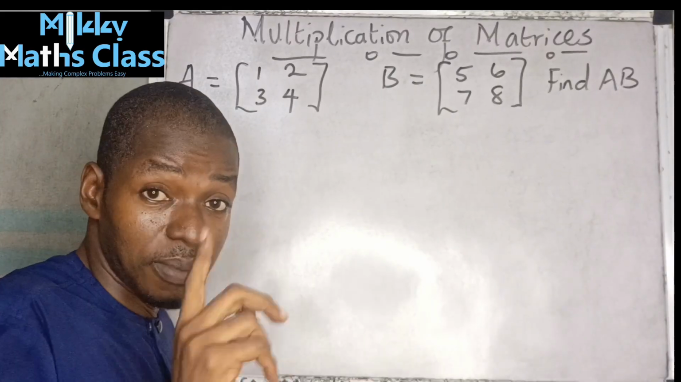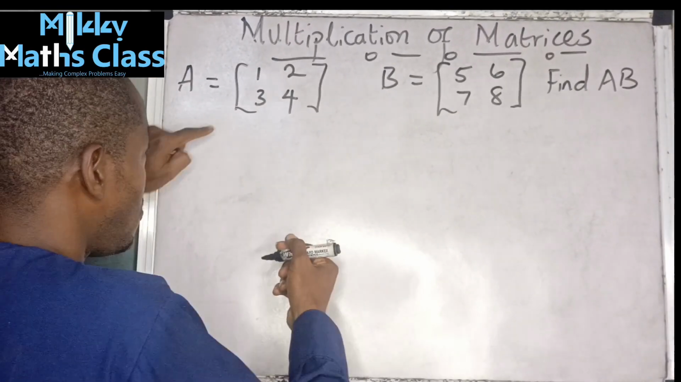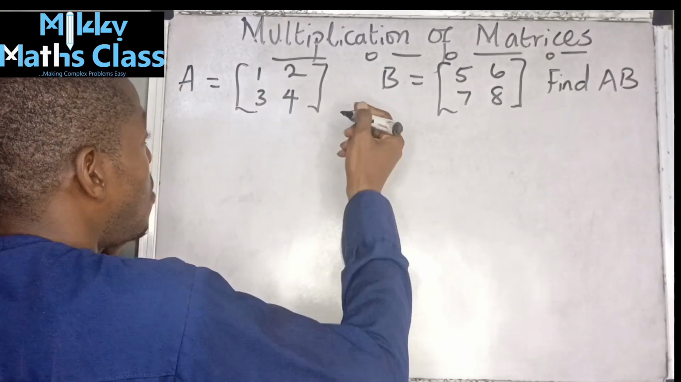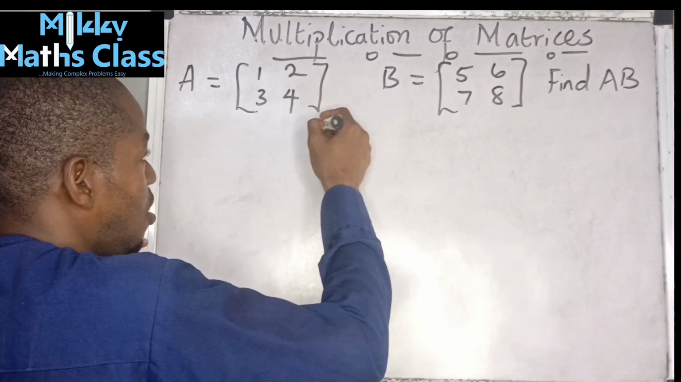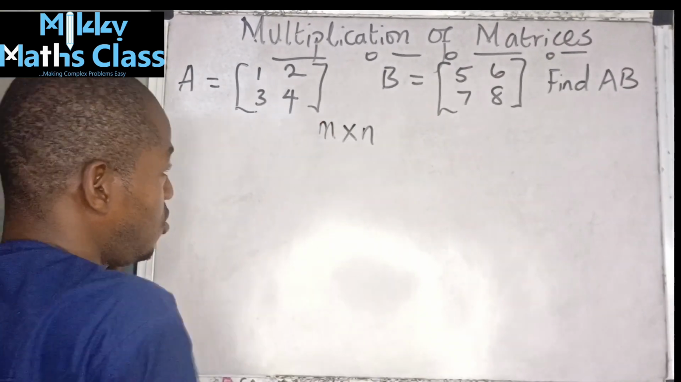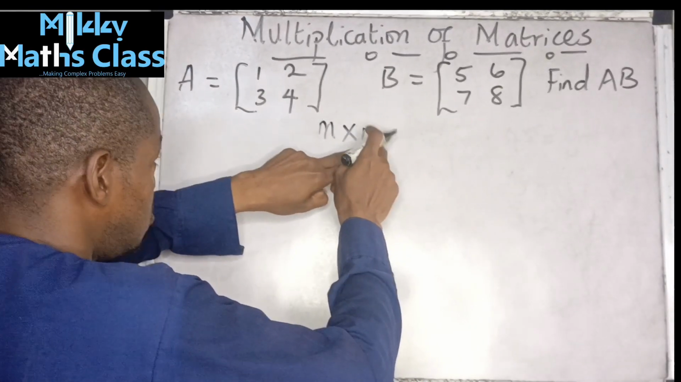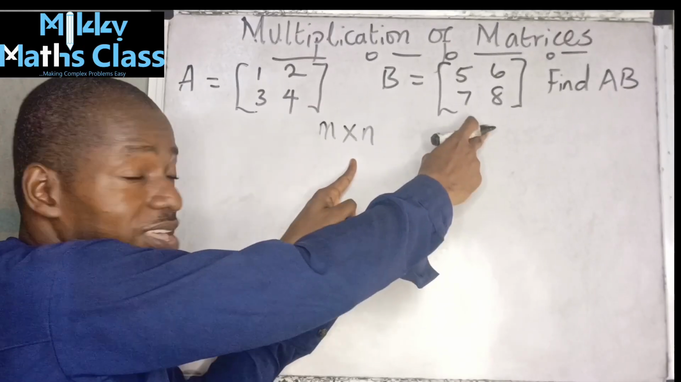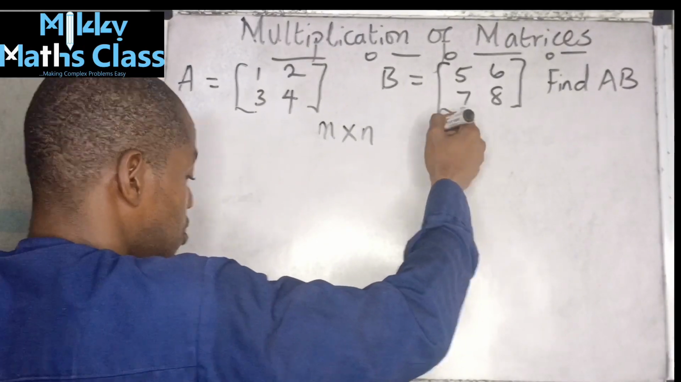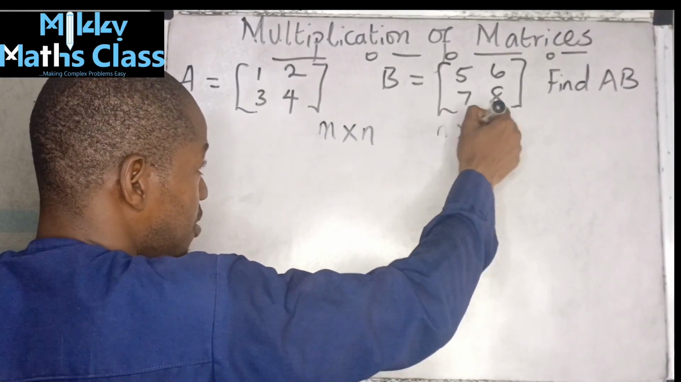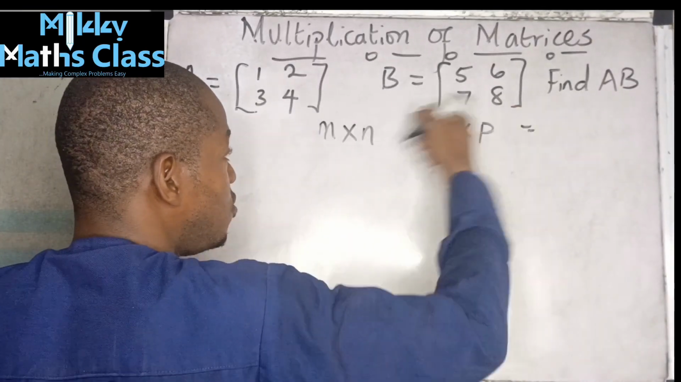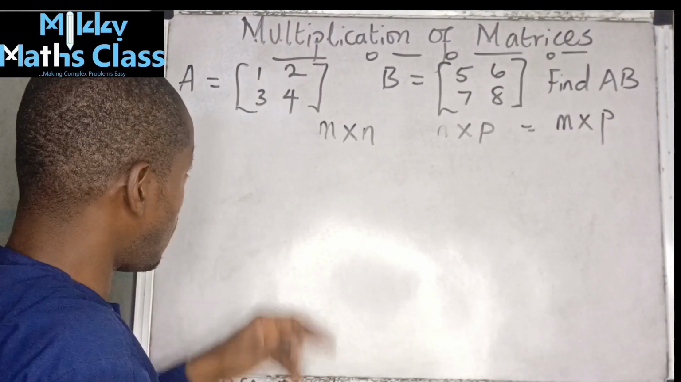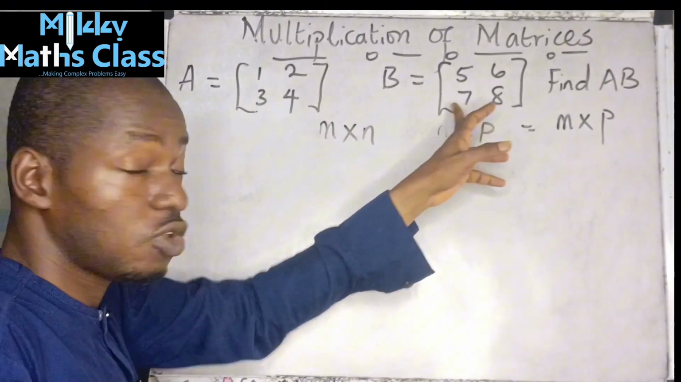Now, you can only multiply a matrix if the number of columns in the first matrix is equal to the number of rows. For example, if our matrix A is an m by n matrix, the number of columns here must be equal to the number of rows here. So it will be, let's say, m by p, and the multiplication of these two will give you an m by p matrix.